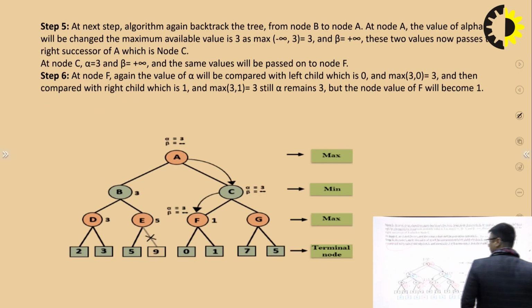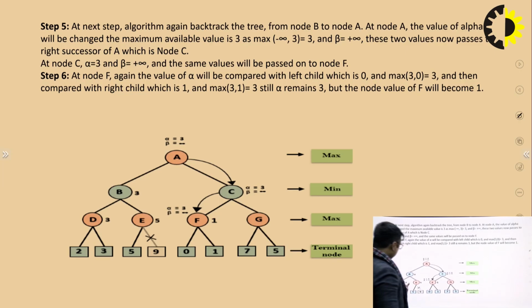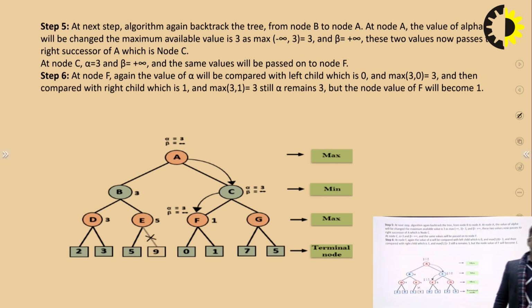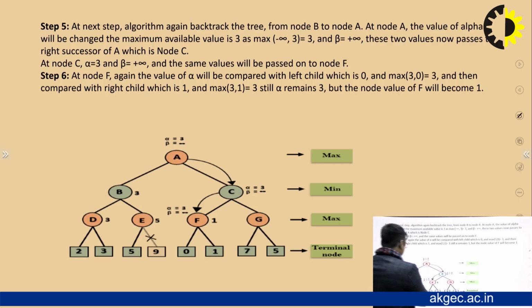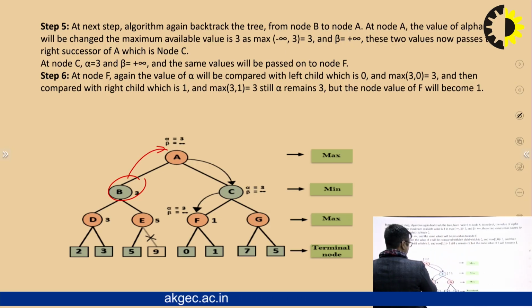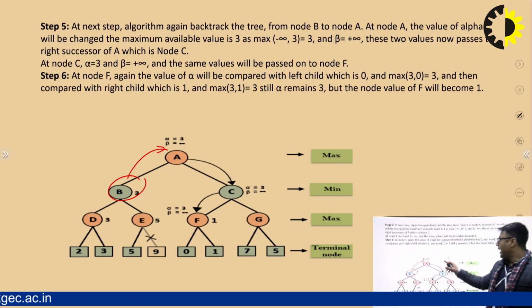Okay, next step. Step 5. You have to decide the values 3 and 5. According to steps 1, 2, 3, 4, we have to decide the values of D and E. The value of D is decided as 3 and the value of E is decided as 5, and after comparison the value of B is decided as 3. Here B is considered 3 and that value is passed on to A. Then at A, alpha value is 3 and beta is infinity.